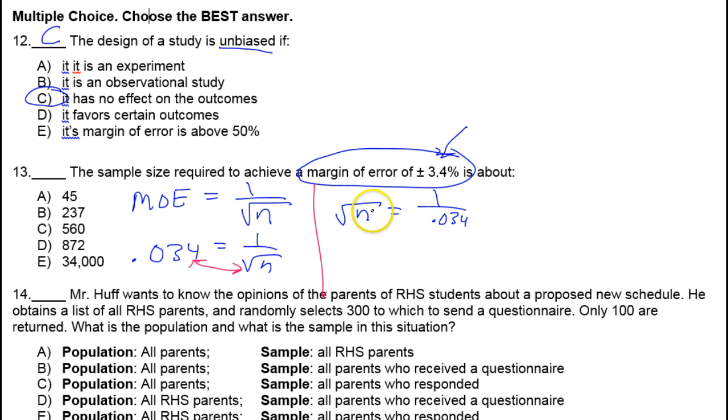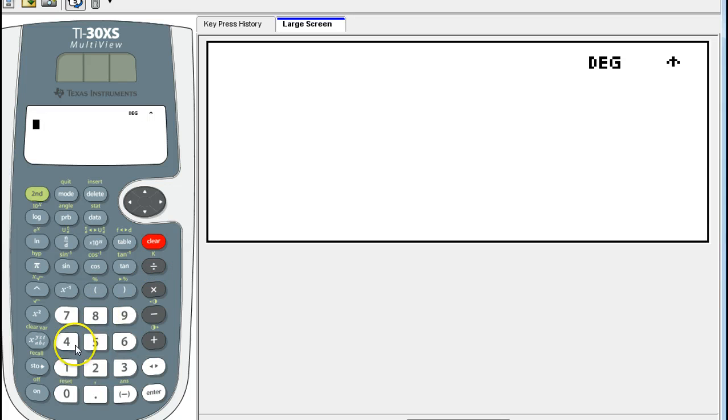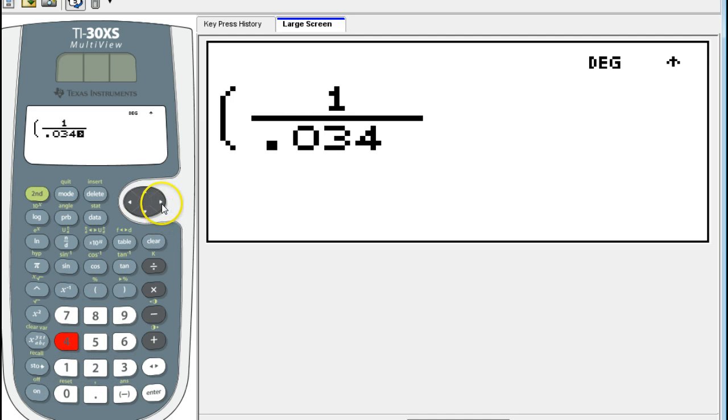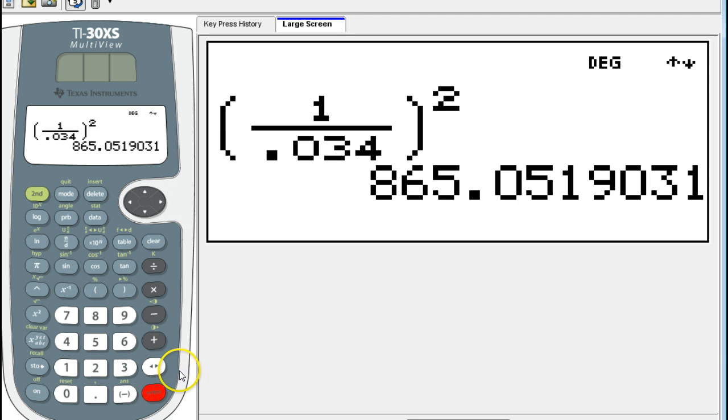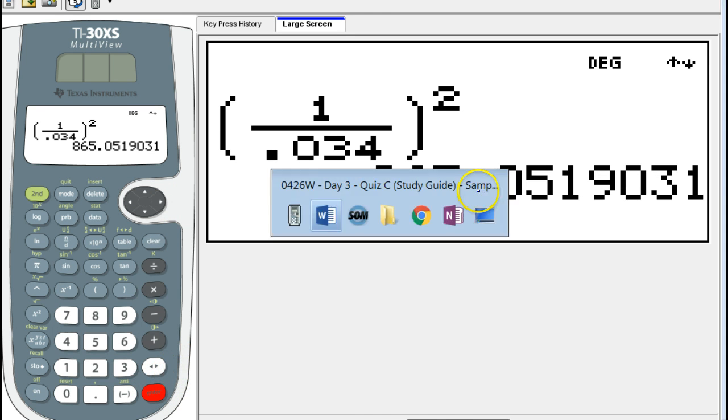Now, how do I make that square root sign go away? You square both sides. Technically, it's not square root because I'd be square rooting square root. What you mean is square both sides, like this. All right? Now put all of that in your calculator just like it is. All right, so 1 over 0.034 squared, just like that. Boom. So we get this. I see 865.05.